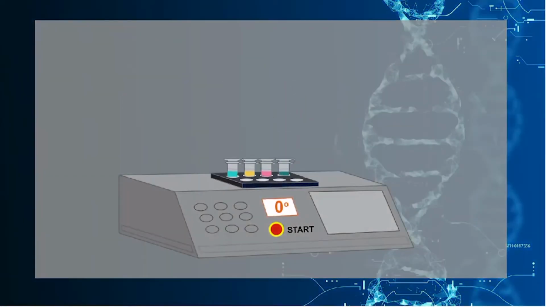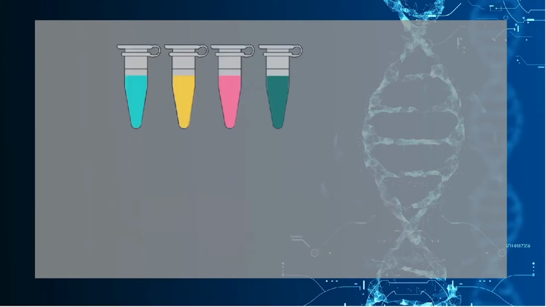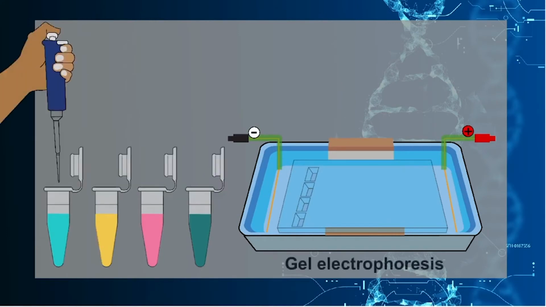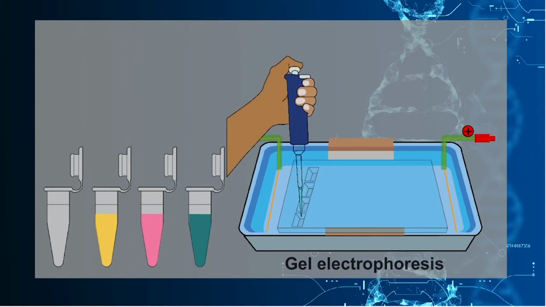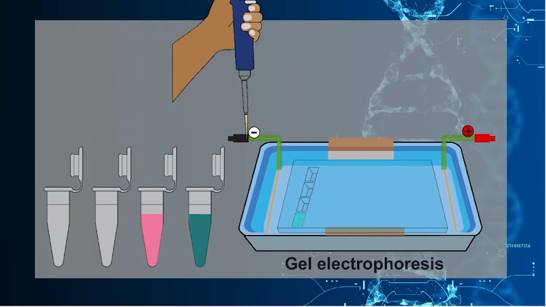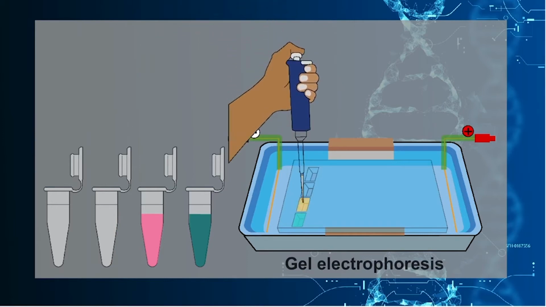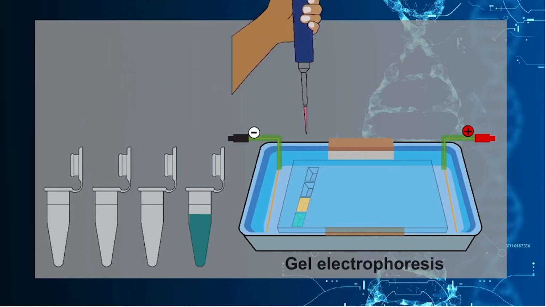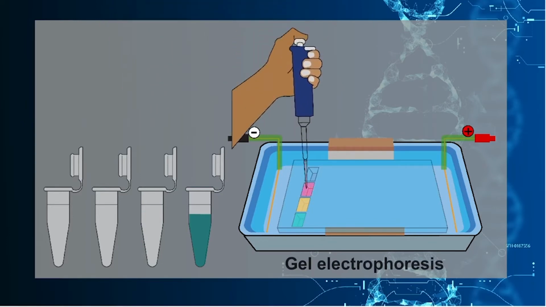Now what you have to do is take these reactions out from the thermal cycler, and then resolve these samples on gel electrophoresis. So you have to take all the 4 reactions and load them into 4 different wells, and you know that the DNA is negatively charged. So it is going to resolve on the gel electrophoresis.